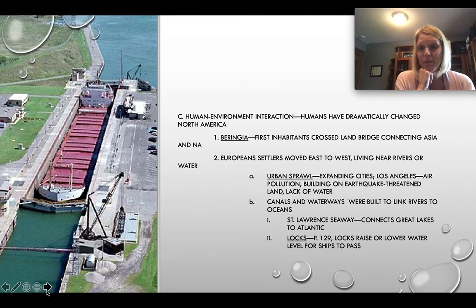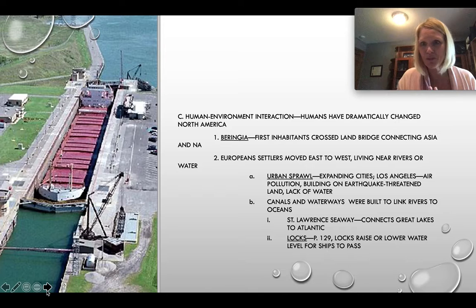There's a really cool map on page 129 that shows you what locks are. Locks are meant to raise or lower water levels for ships to pass, and you can see that. That's a lock right there. So what they would do is, if a ship can't get past because the water isn't deep enough, they would flood this area, and it would allow ships to float there. And then when the ship goes back, they would lower it back down. And so this was really a feat of technology and engineering and infrastructure.